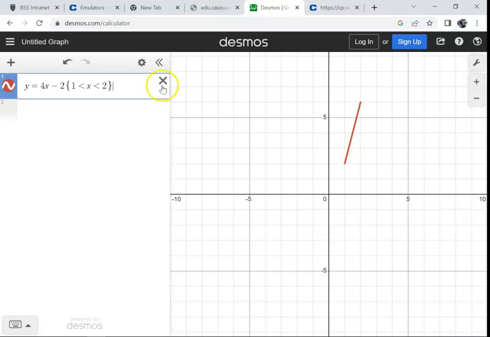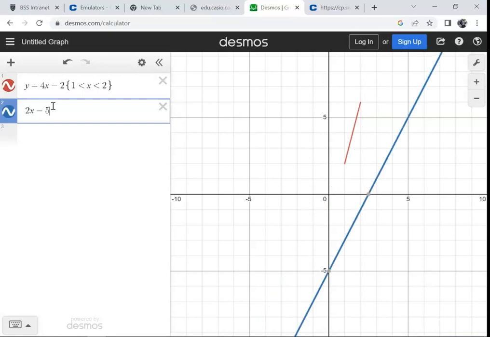So by putting in the curly brackets, we're saying I want my x values to go between only 1 and 2. Yeah? And that then gives you just one little segment. It won't give you the whole line. Does that make sense?